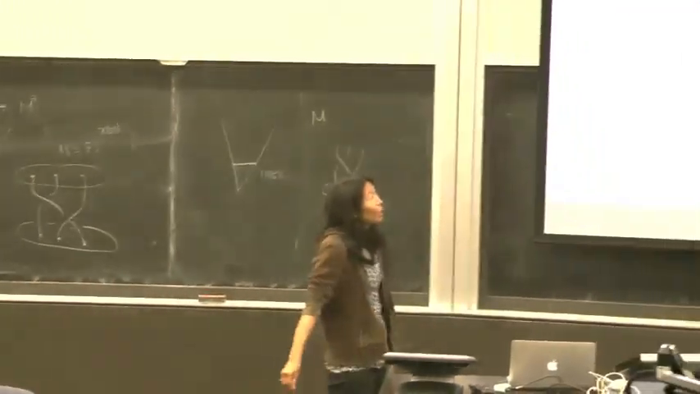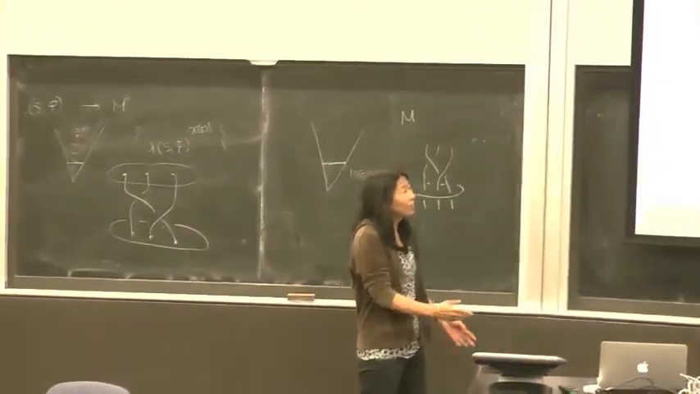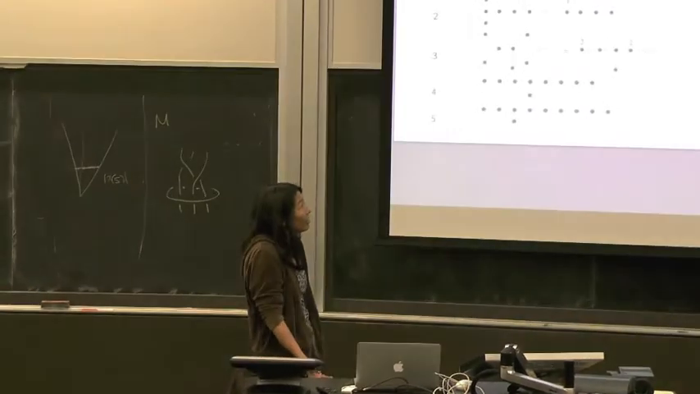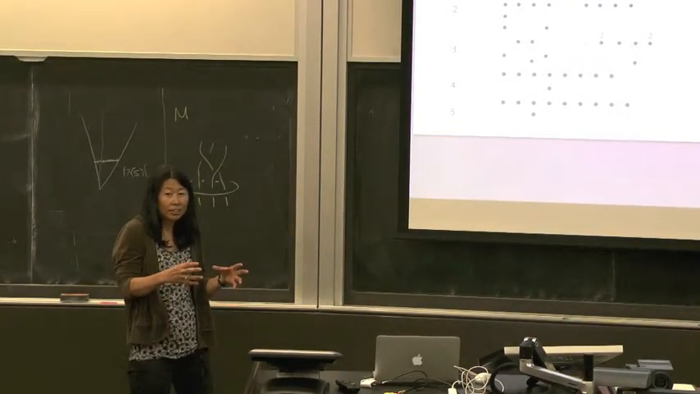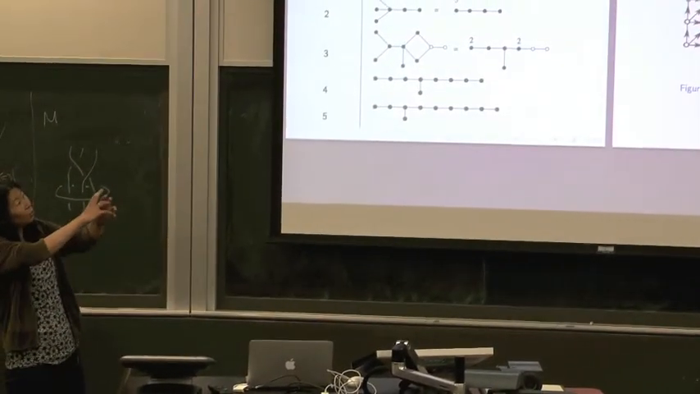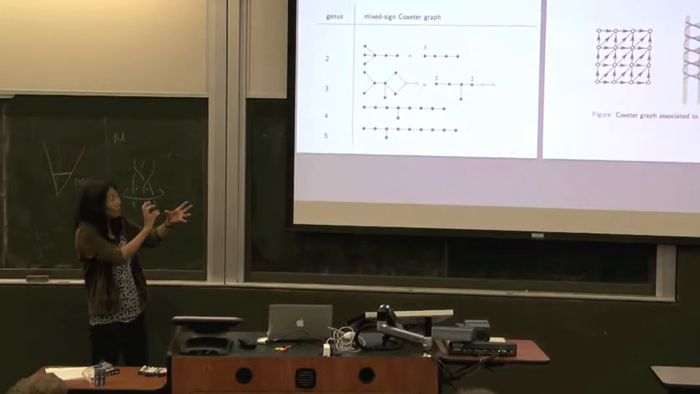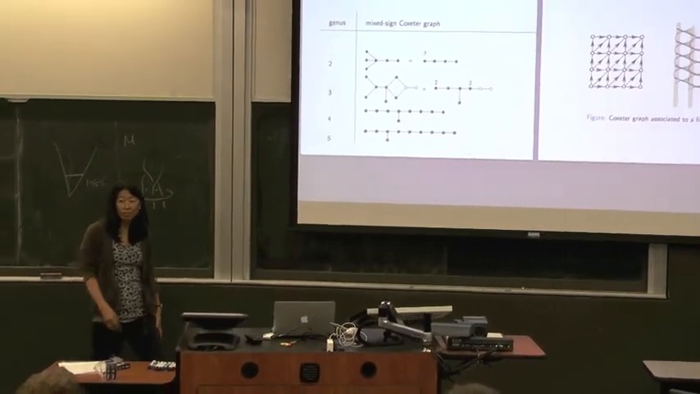So what's interesting about these mixed sign Coxeter systems is you get plenty of really complicated looking periodic mapping classes, or periodic Coxeter elements. And so if you take those and you do something to them, then you might get something small.